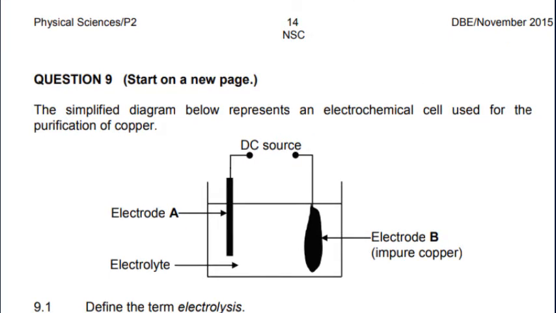Right, so moving on to question 9 of this paper. We have over here again a simplified diagram which represents an electrochemical cell used for the purification of copper. For this one they're telling us exactly what we're looking at. You can see there's a DC source, electrode A, electrode B is the impure copper, and then you've got some electrolyte.